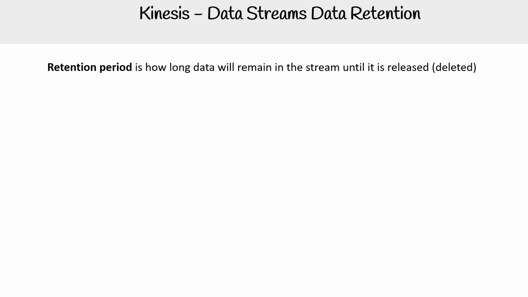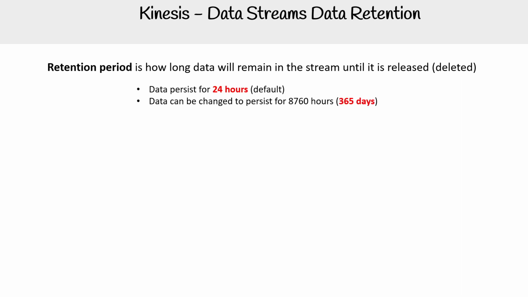We have data retention here. So retention period is how long data will remain in the stream until it's released, which is a nice way of saying deleted. Data persists for 24 hours by default. If you want, you can change that to be up to a maximum of 365 days. It's actually based on hours, but it's easy to remember up to a year, okay? There are additional charges for retention periods greater than 24 hours. So anyway, over 24 hours, you're going to get charged more. So if you want something longer, just look up the costs on that.